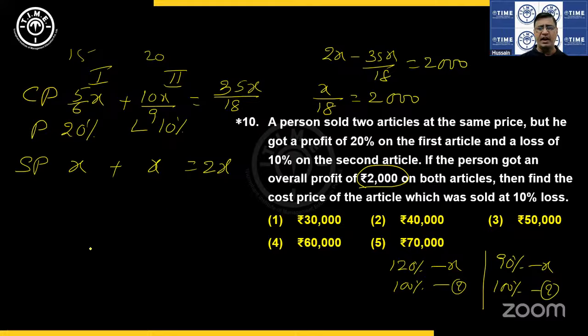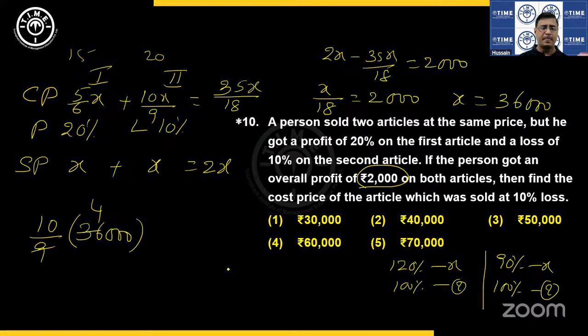What we need to find out? The cost price of the article which was sold at a loss, means 10 by 9 of X. X is equal to 36,000. Simplify, it will give the value. Okay, what is the answer? 4,000 into 10, 40,000. Right choice, option number 2. Second choice is the right answer.